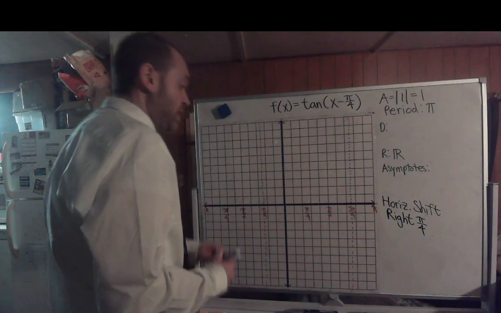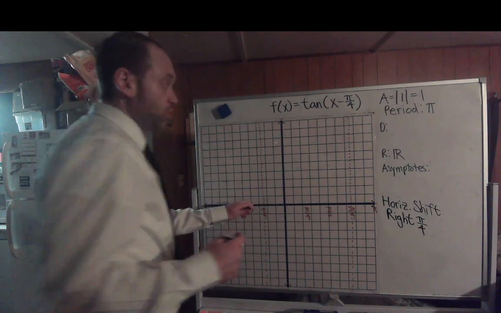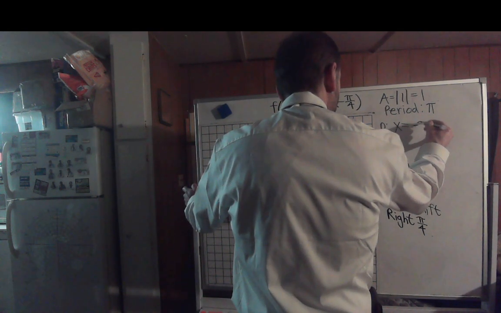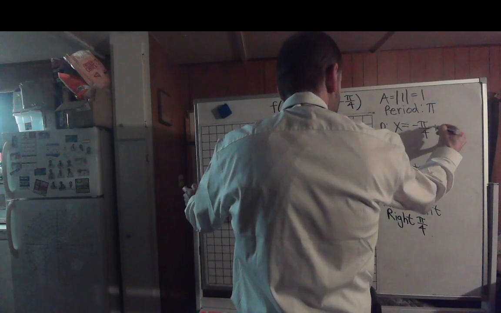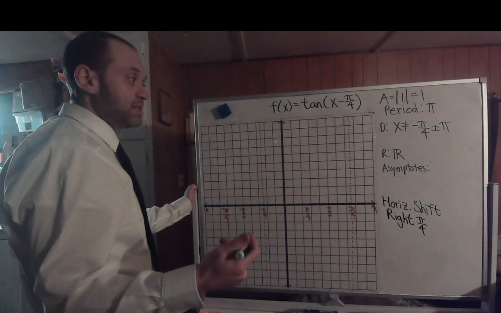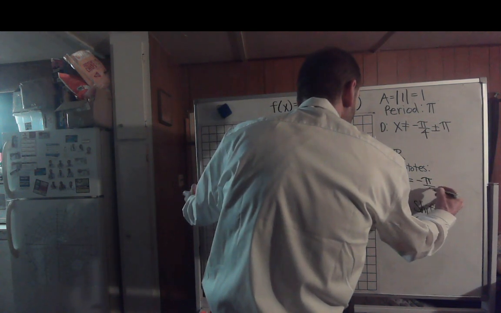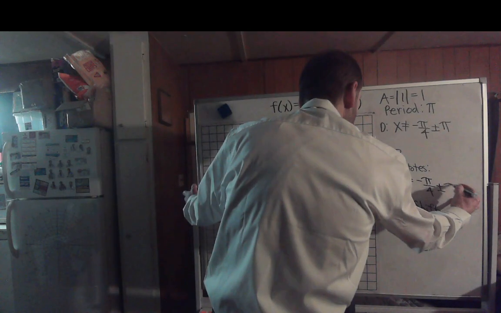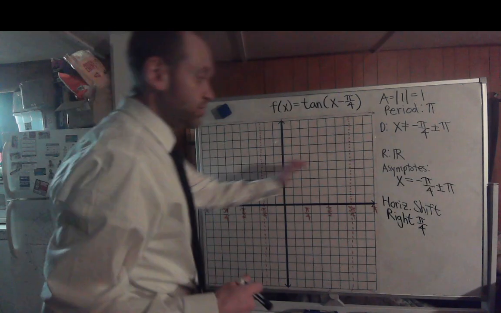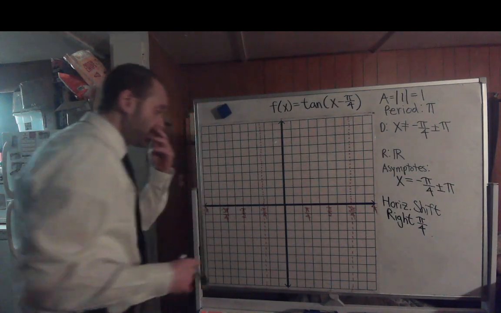So what does that mean for our domain? The domain would also be x not equal to negative pi over 4 plus and minus pi. So x cannot equal negative pi over 4 plus or minus pi, which means your asymptotes are located at x equals negative pi over 4, both plus and minus pi. Okay, so we have everything we need. We got our shifted asymptotes. Let's go ahead and graph this.